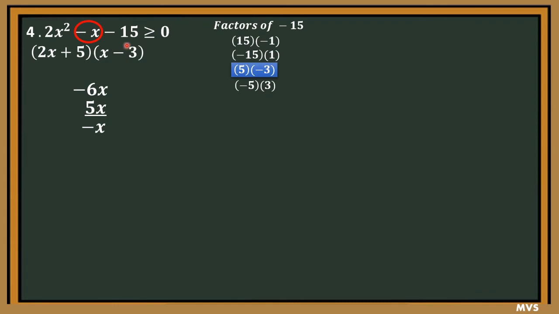Therefore, the factors of 2x squared minus x minus 15 are 2x plus 5 and x minus 3, greater than or equal to 0. Then equate the two factors to 0. 2x plus 5 is equal to 0. And the other one, x minus 3 is equal to 0.